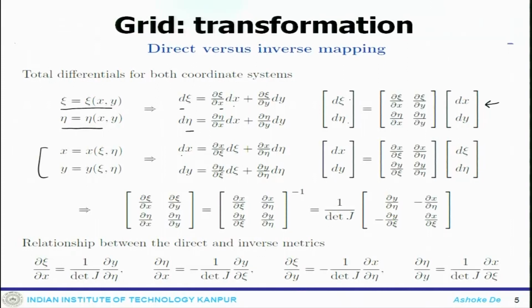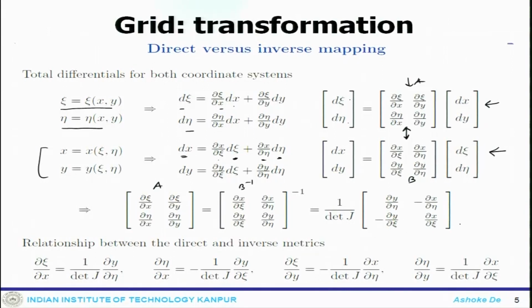Inverse mapping: dx is del x by del xi into del xi, del x by del eta, and this is the inverse one. If you look at the similarity of these two matrices, one is the inverse of the other. Essentially, if I write down this first matrix A and this is B, then A is B inverse, so I can find this out.